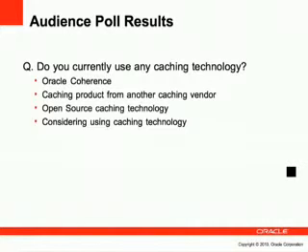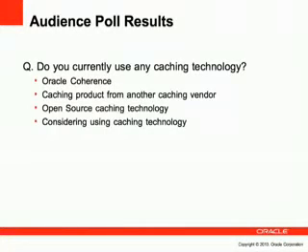Oh, I can't see those at the moment. Can you read them out, because I can't see them on my... Right, okay. The majority, 75%, are considering using caching technology, with 25% currently using open source caching technology. Okay. So at the moment we've got no takers for the Oracle Coherence or caching products from other vendors.